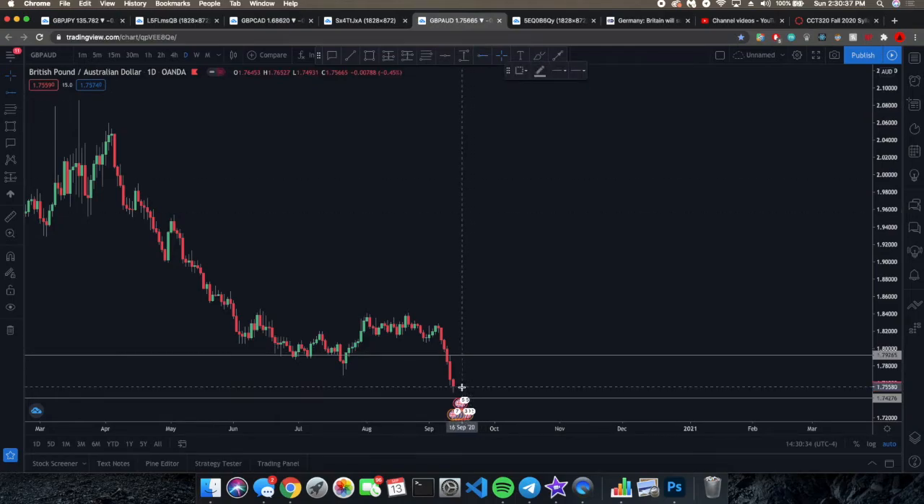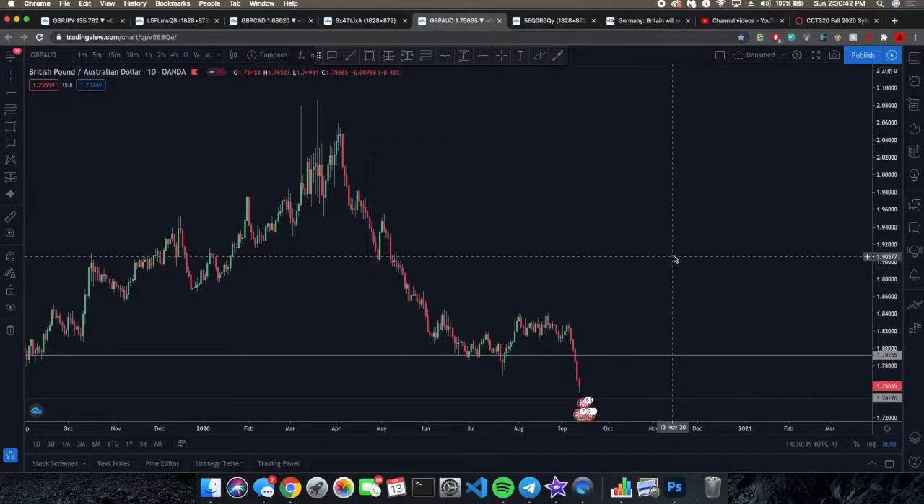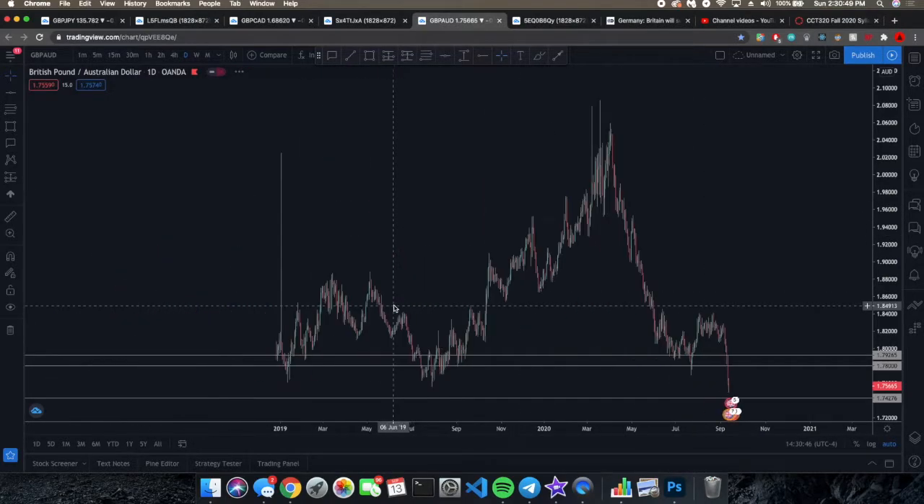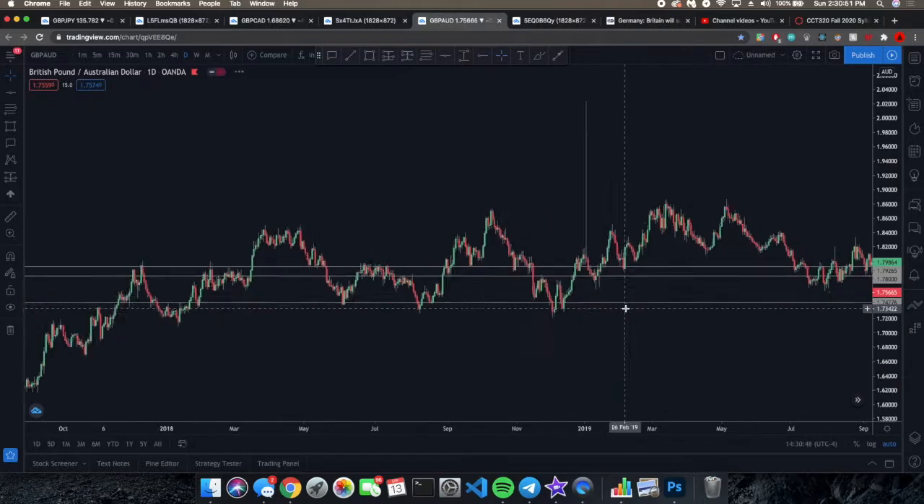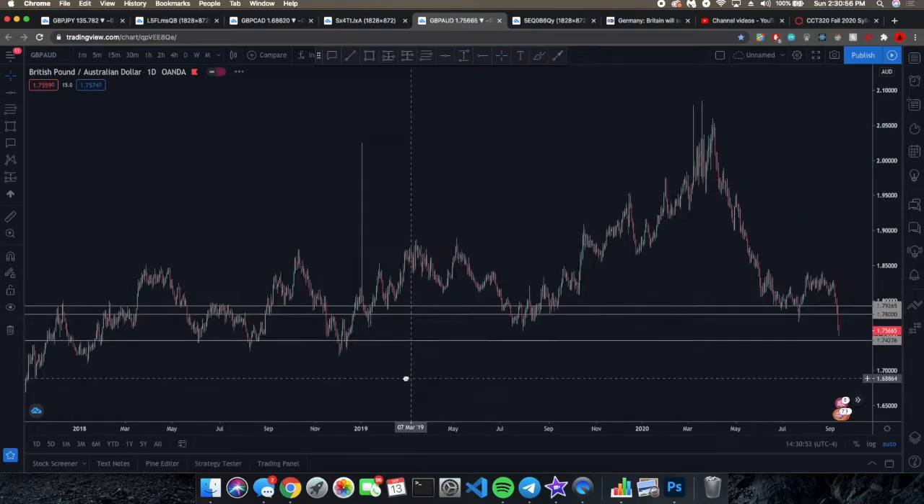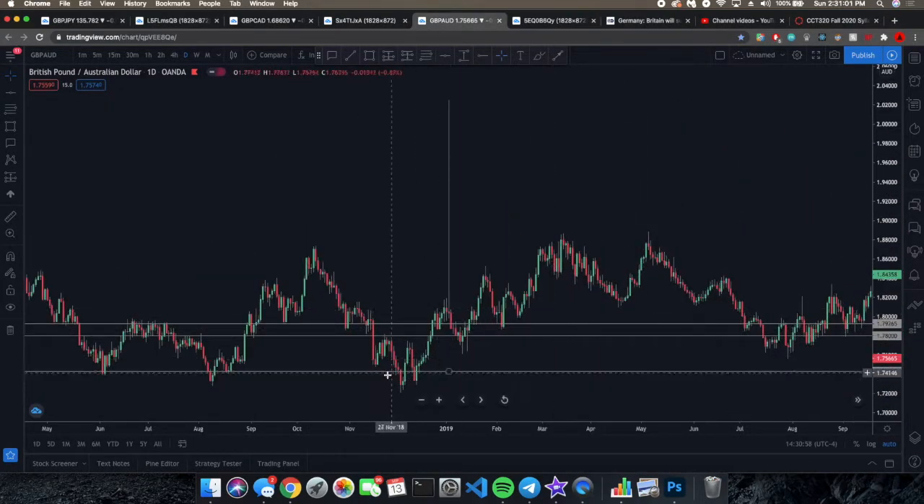Okay, next we have 1.7800. Sorry, let me just adjust that. 1.7800, and I'll show you why that's such a key level as well. If we go back a bit, look where we currently are. We're currently at this area right here, 1.75, right? When we were at 1.75 before, price pulled back up right to 1.7800 and then continued down.